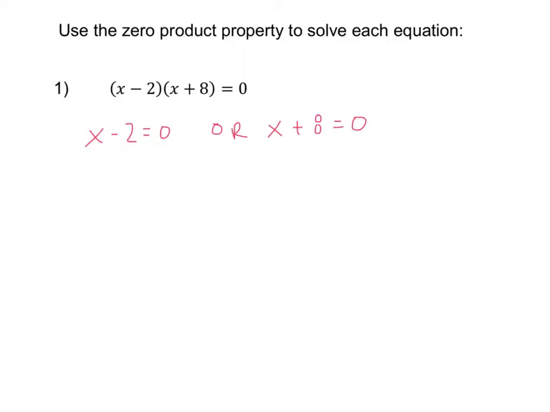Well, the only way that's true is if x were 2. Right? And you could solve that equation. I could add 2 to both sides here, and we'd get x equals 2. Right? Well, what about the other one?